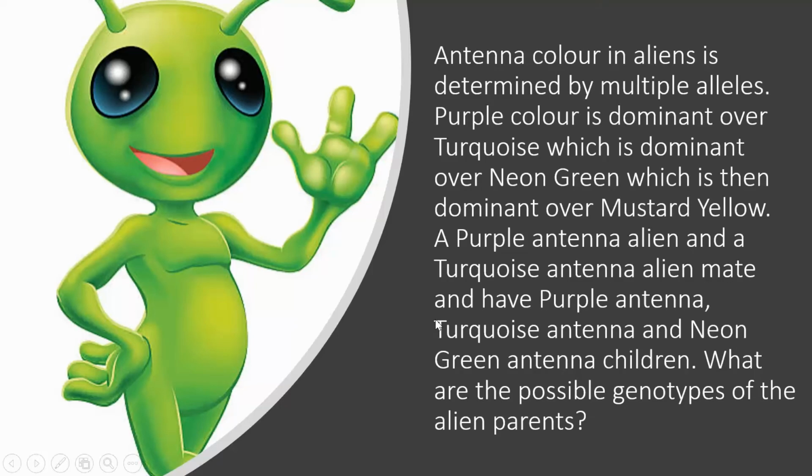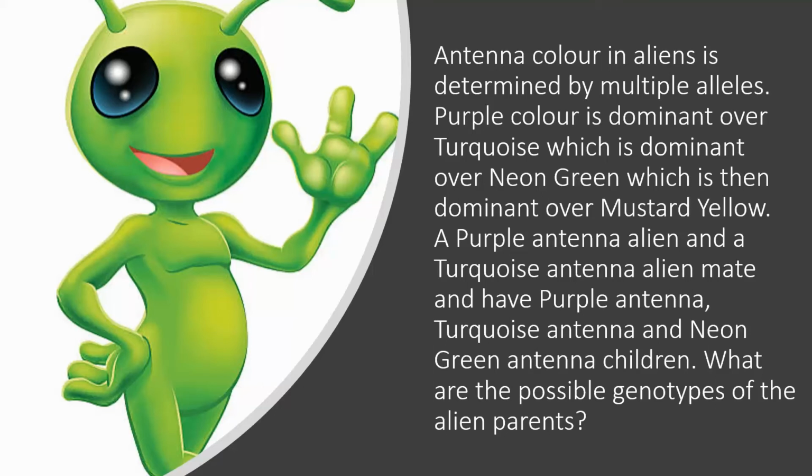This question goes: antenna color in aliens is determined by multiple alleles. Purple color is dominant over turquoise, which is dominant over neon green, which is then dominant over mustard yellow, thankfully. A purple antenna alien and a turquoise antenna alien mate and have a purple antenna, turquoise antenna, and neon green antenna children. What are the possible genotypes of the alien parents?